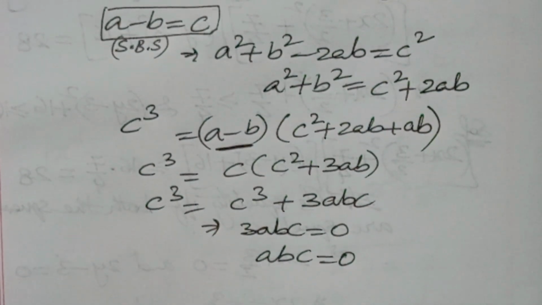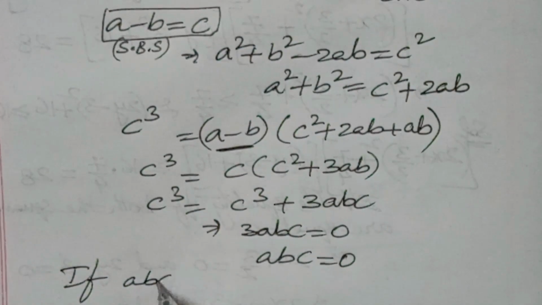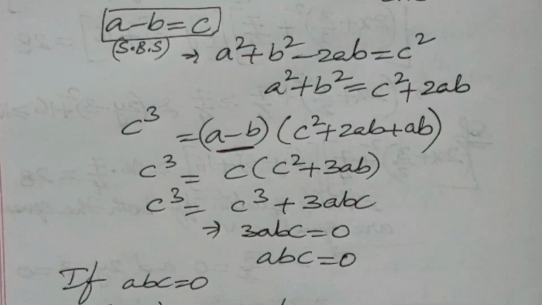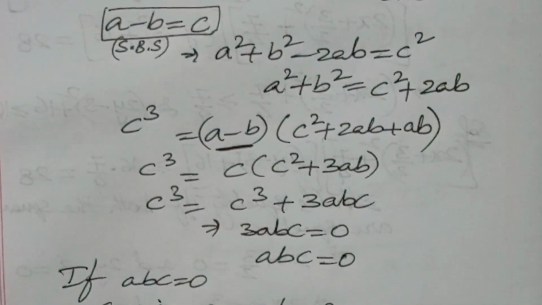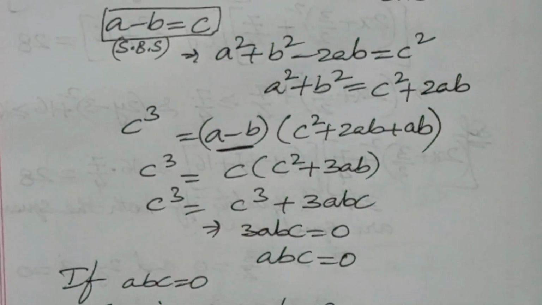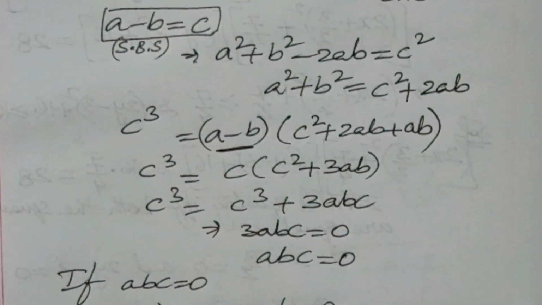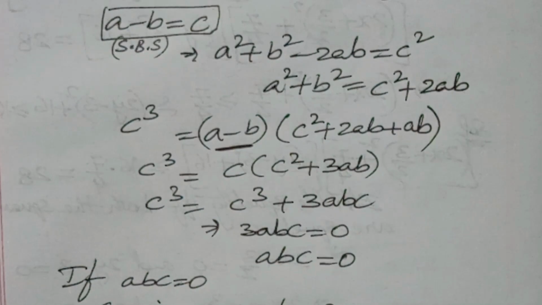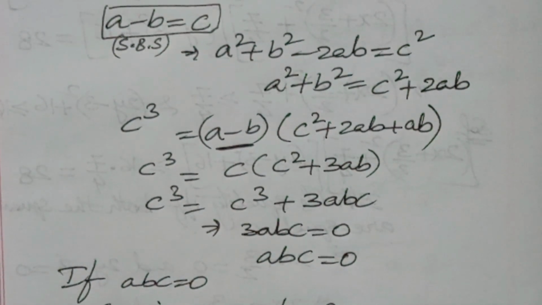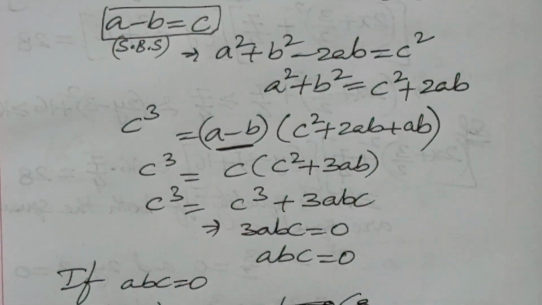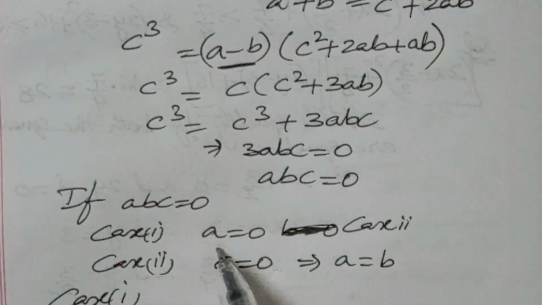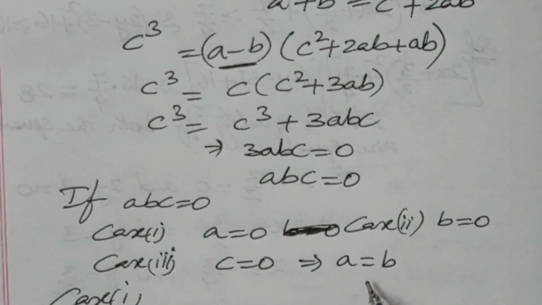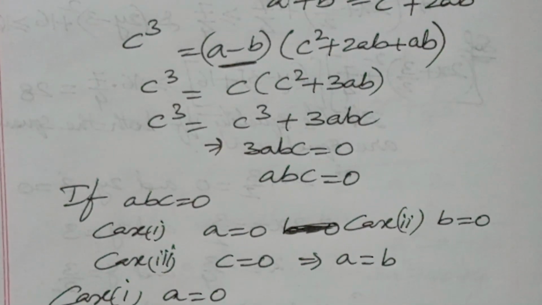Now we will get cases. If abc equals 0, first case a equals 0, second case b equals 0, third case c equals 0, which implies a equals b. Case 1: a equals 0.